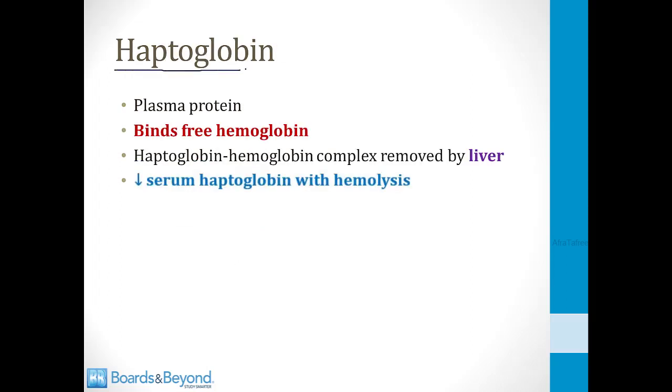Now let's talk about haptoglobin, which is a plasma protein, and you can measure the level of haptoglobin in the serum, and it's useful in the workup and diagnosis of certain hemolytic anemias. Haptoglobin's job is to bind free hemoglobin, and then the haptoglobin-hemoglobin complex will be removed by the liver. So the level of free serum haptoglobin will fall when there's hemolysis and haptoglobin starts binding up all that free hemoglobin.